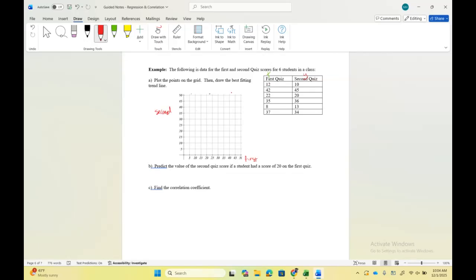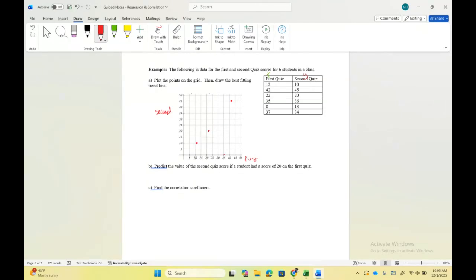All right, so I have 12, 10. So I'm going to find 12, which would be to the right of 10, and 10, and I'm going to plot a point. 42, 45. So 42 is between 40 and 45. Then I'm going to go up to 45, plot a point. 22 and 20. So 22 is right here. 20, maybe right in there. Okay.